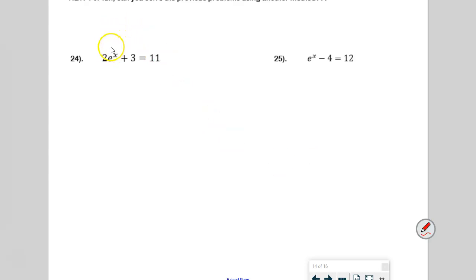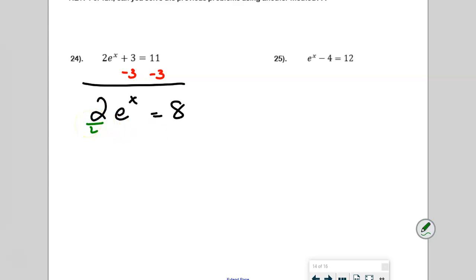Some of you forgot to do this the last time we tested this. You can't apply a logarithm until you've isolated the base. So you're going to have to isolate first by subtracting a 3 on both sides. So you've got 2 times e to the x equals 8. And again, you're still not isolated. So divide by 2, divide by 2. Finally, you have the base isolated. You have e to the x equals 4.